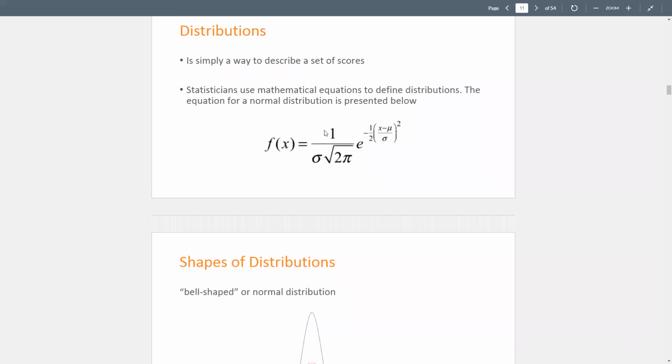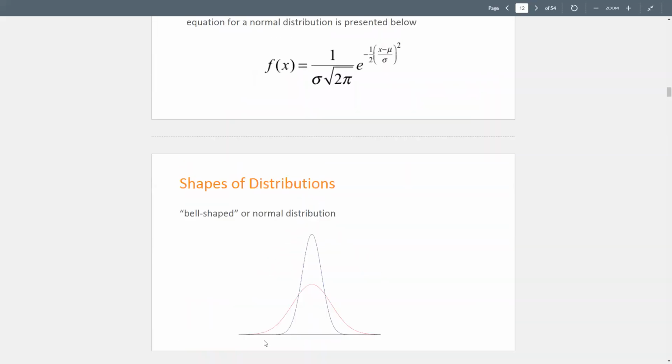Typically in mathematical statistics, we represent statistical distributions using mathematical equations. The equation I'm showing here is the equation for a normal distribution, where mu represents the mean of the distribution and sigma represents the standard deviation. A normal shaped distribution is what we would call a bell-shaped curve.